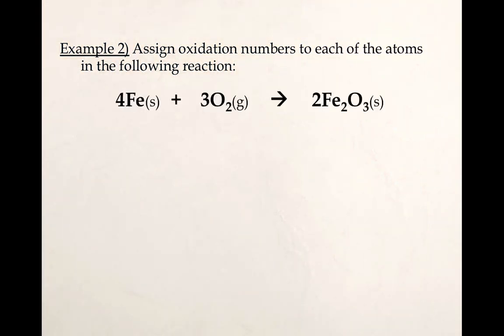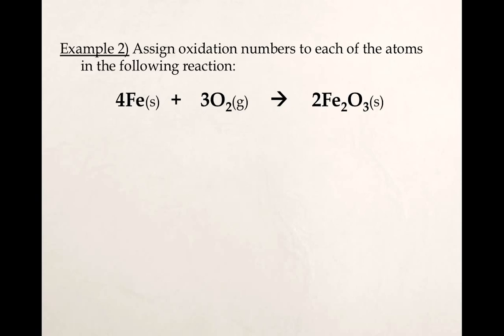So here is what we're going to start getting into. Example number 2 says, assign oxidation numbers to each of the atoms in the following reaction. So what we're concerned about is reactions, right? So we're going to be given a reaction like this, and they're going to ask us, hey, what are the oxidation numbers for each of these reactants and products? So take a second, pause the video, work your magic, try it out for yourself, and then press play.